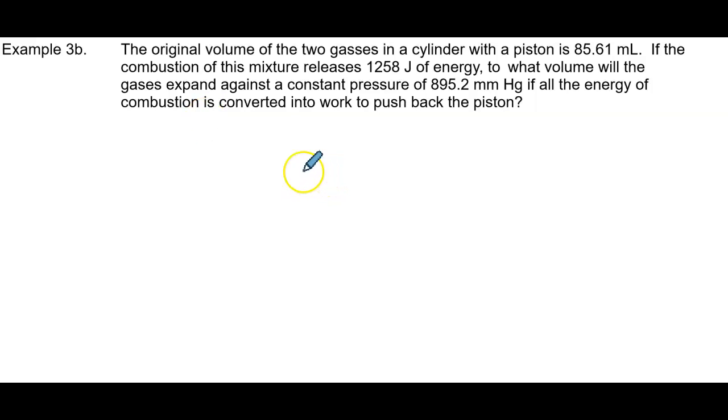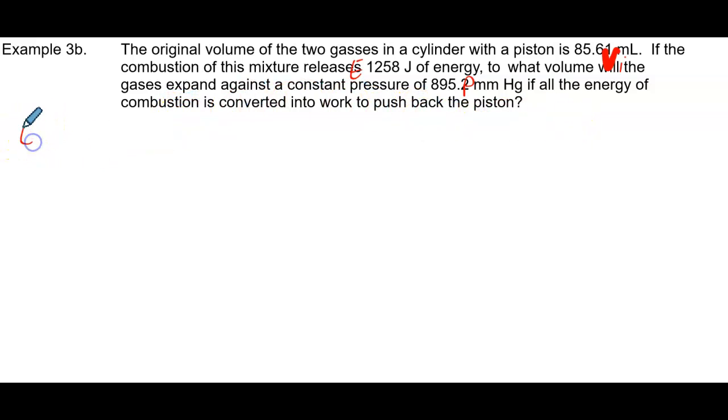Okay, so another example, example 3b. Here we have the original volume of two gases in a cylinder with a piston is 85.61 milliliters, so this is my VI. If the combustion of this mixture releases 12,058 joules of energy, so this is E, to what volume will the gas expand against a constant pressure, P, if all the energy of combustion is converted into work to push back on the piston?